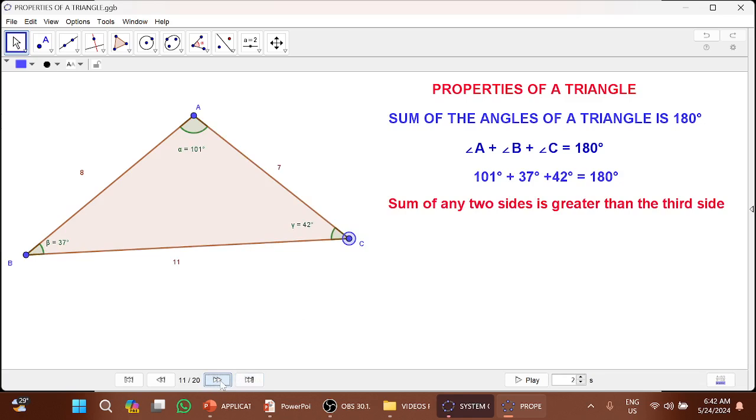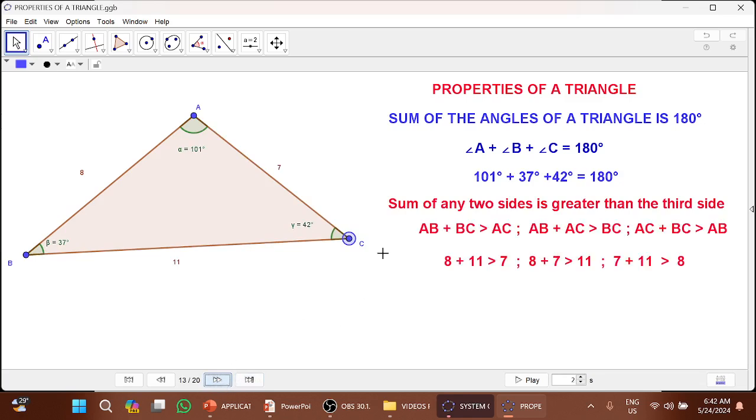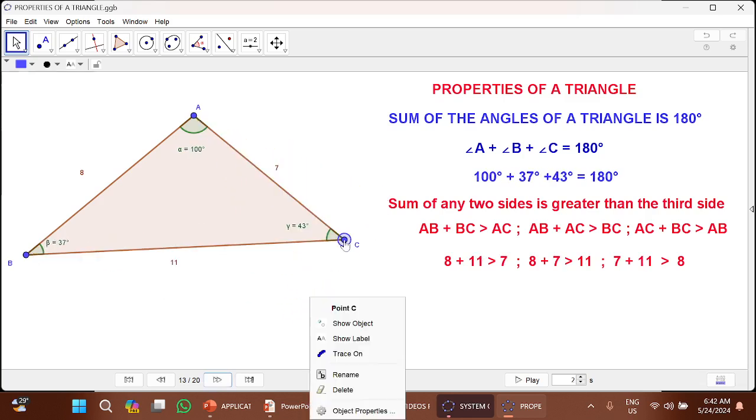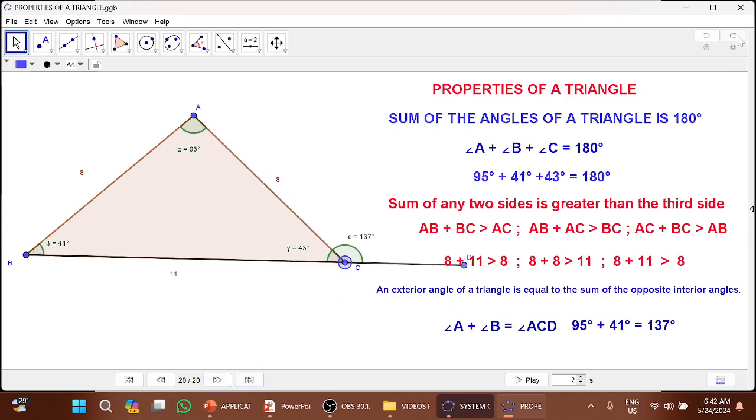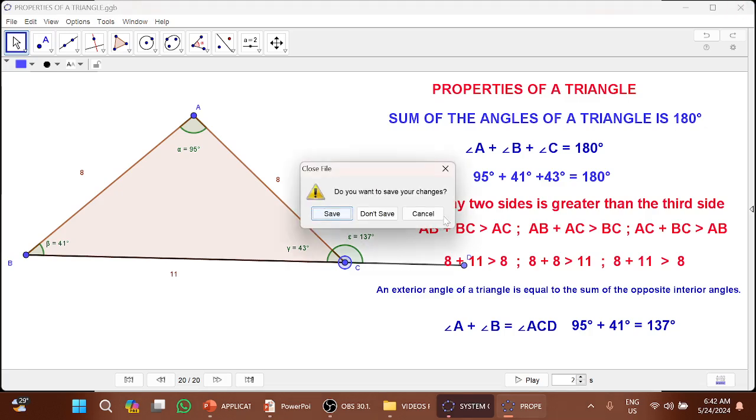Now you can show them to the children by just simply moving it. And again the other property, sum of any two sides is greater than the third side, that also you can show by moving. Again the next property, exterior angle is equal to the sum of the two interior angles, that also you can show by moving. Okay, one by one in the class, whenever you are doing it, you can show it step by step also.